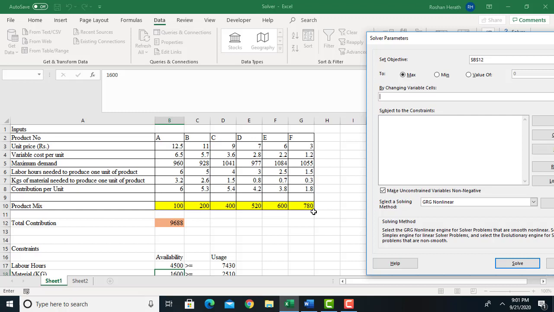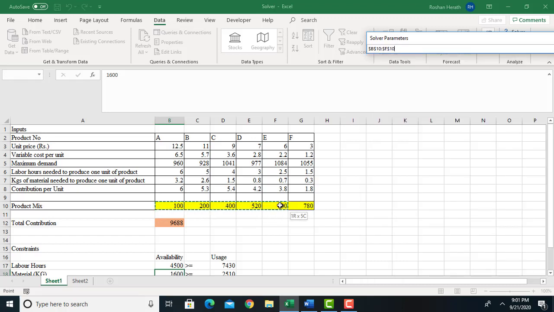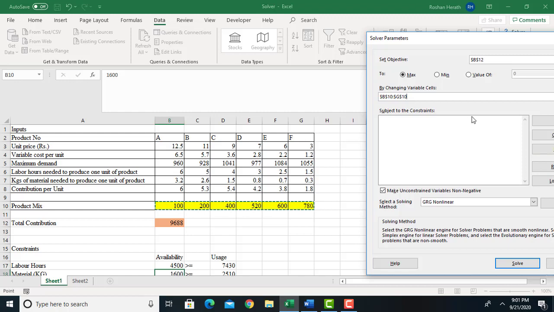So therefore your changing variable is going to be what you are going to search for. In this business scenario, you are searching for an optimum product mix. So therefore you are going to say that by changing this product mix, you are going to maximize the profit. So therefore your changing variable is going to be this product mix.